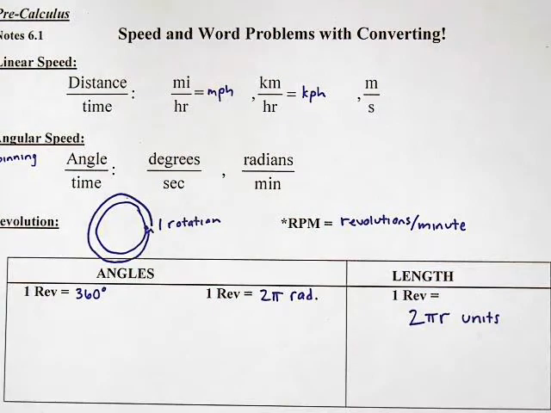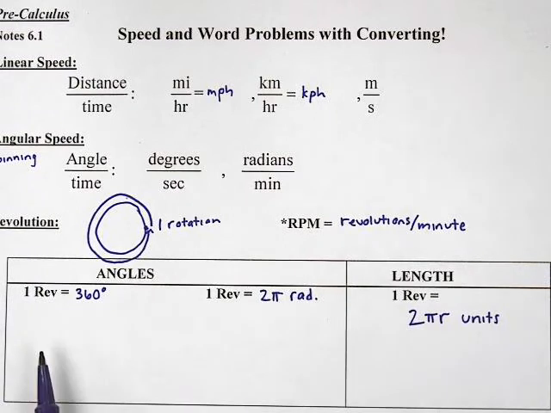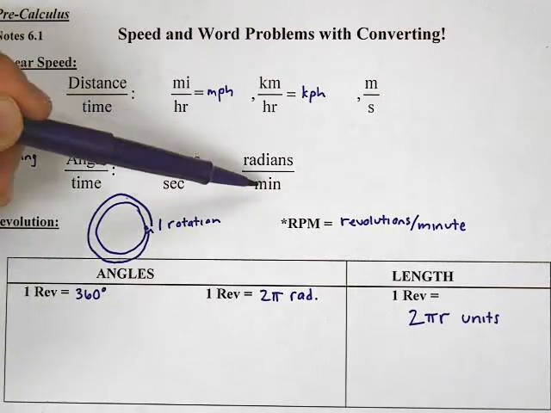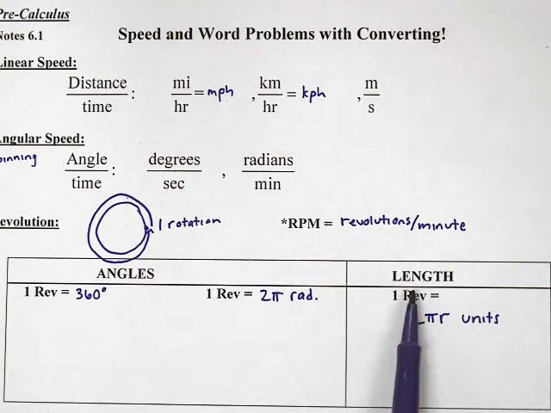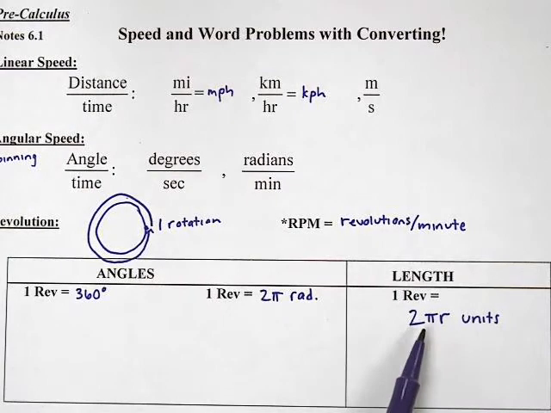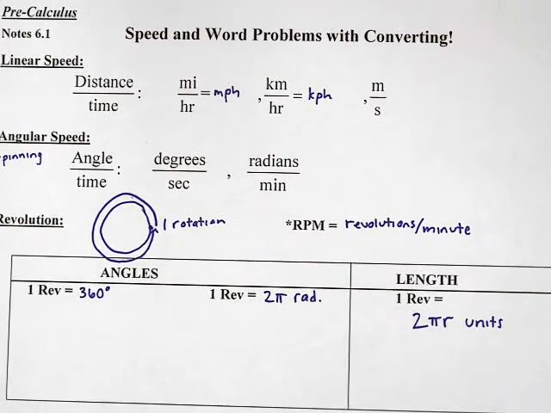So be on the lookout here. These are boxed for a reason. This is angles. If we're trying to talk about angular speed, like degrees per second, radians per minute, well then you're going to have to use degrees or radians. If we're talking about length, if we're trying to get linear speed, then you're going to need to remember that a revolution is actually 2 pi r units. We'll get to that in a little bit.